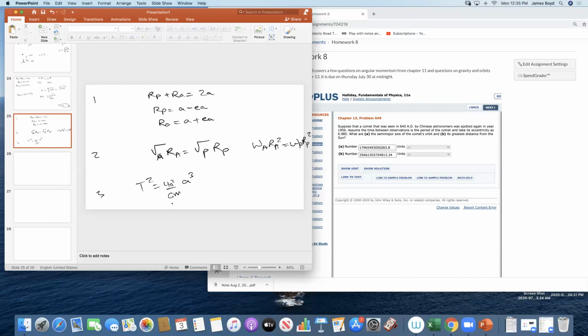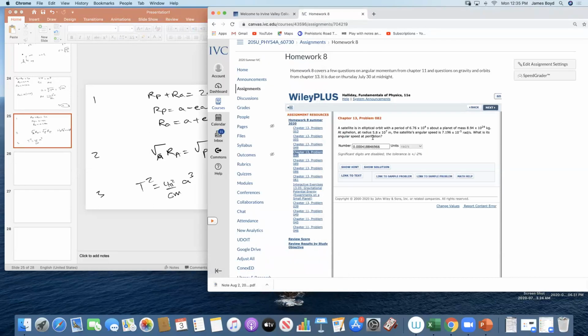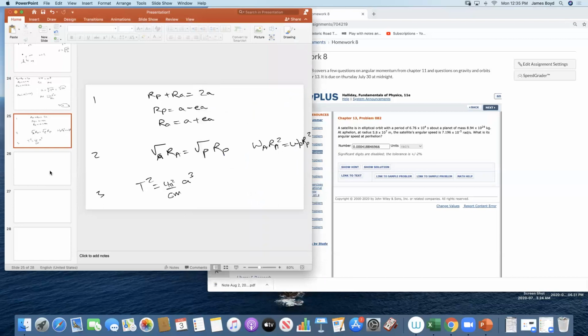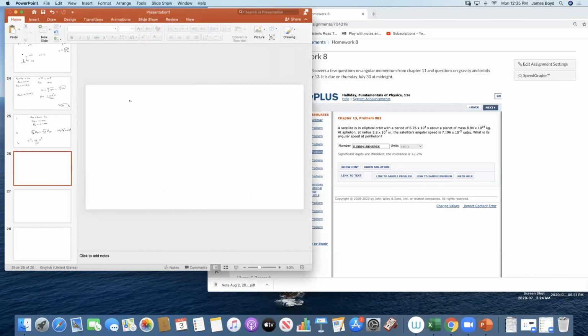I gave you a problem on the test, and I think I give you the next problem too. This is a satellite in elliptical orbit, and we're not told that it's in our solar system. In this problem, we're given the period, and we're told the mass of this guy. And we're told that at aphelion, it has R. So let's look at what we're given. We're given T. We're given M of the thing that it's rotating around, big M. We're given RA, and we're given omega A. And we're asked to find the angular speed.